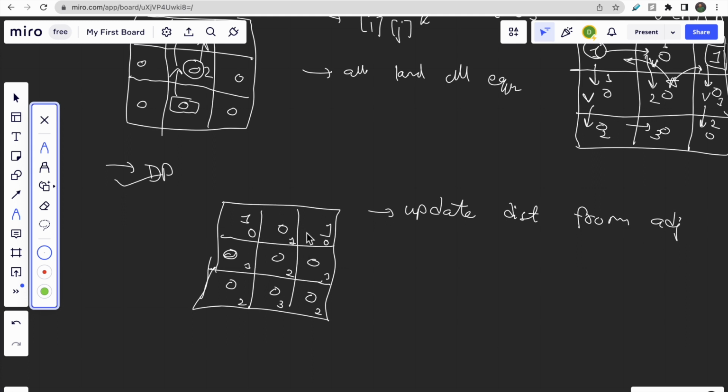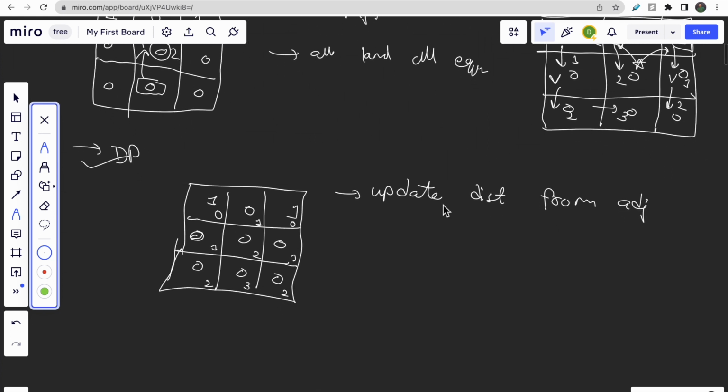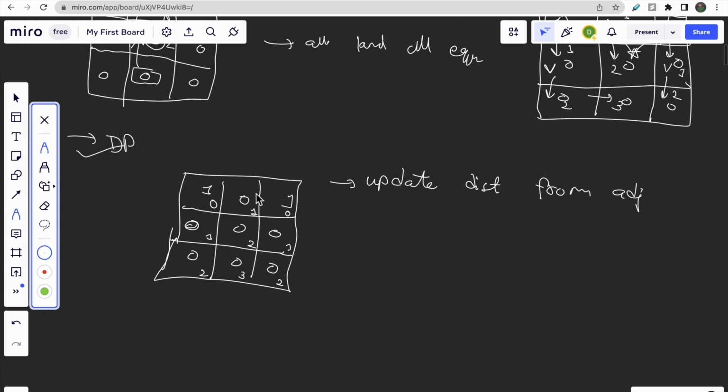Yeah, because this same thing we are also doing in BFS, right? Based on the adjacent distance only we are doing plus 1, correct? And we can do the same thing here. Okay, so yeah, we will code this approach.